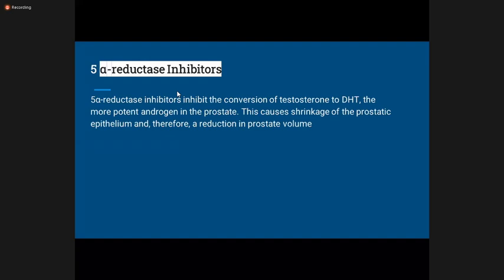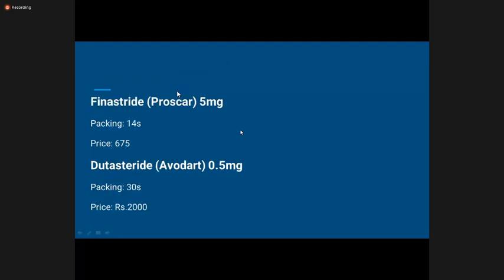So the 5-alpha reductase inhibitors inhibit the conversion of testosterone to dihydrotestosterone. This is the cause which increases the prostatic size, so we have to inhibit it. The name of the drug is Proscar, available in the market as finasteride and dutasteride.